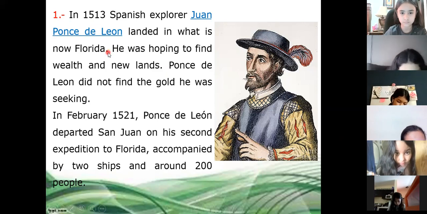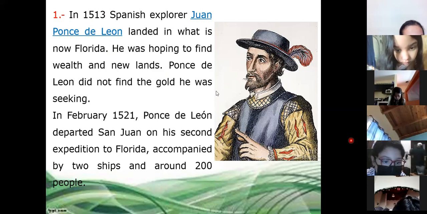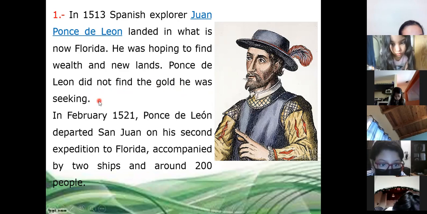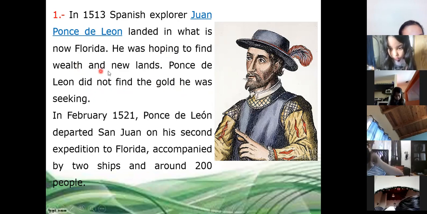What things was he looking for? What was Juan Ponce de León looking for? Gold. He was looking for gold, but what happened? It says that he didn't find gold. And what else was he hoping to find? Wealth, new lands. Besides the gold, the wealth to be rich, new lands.